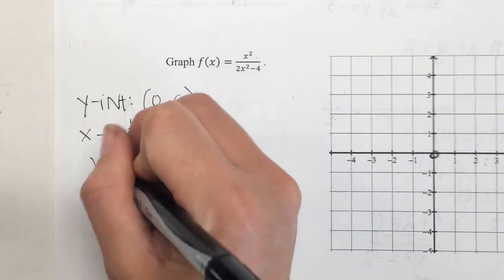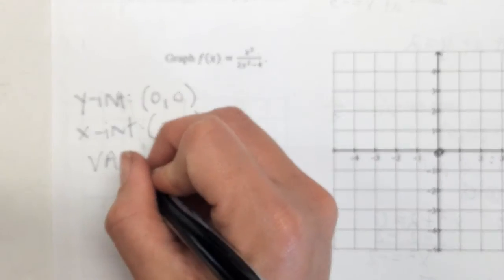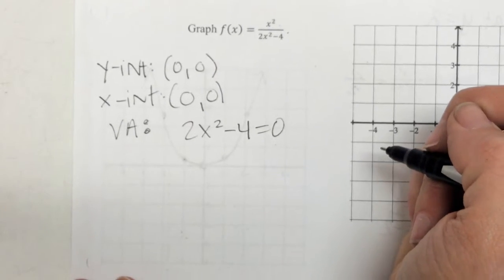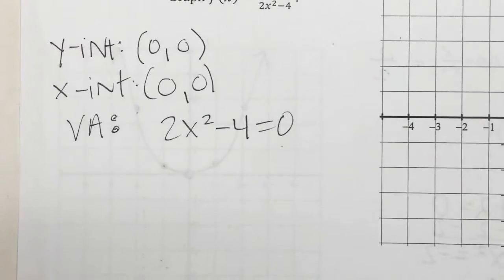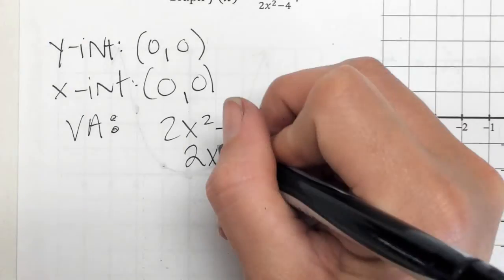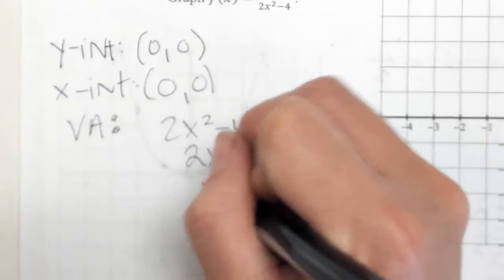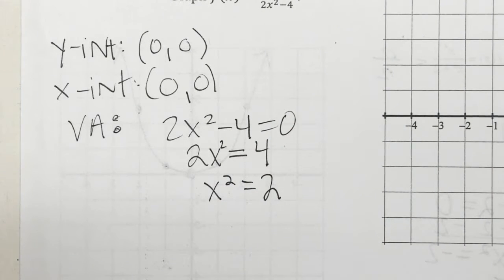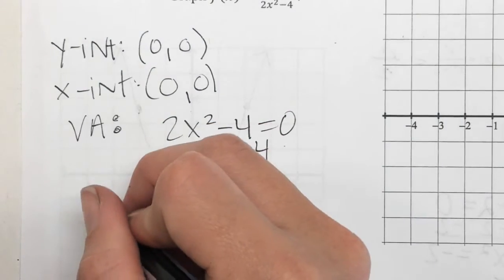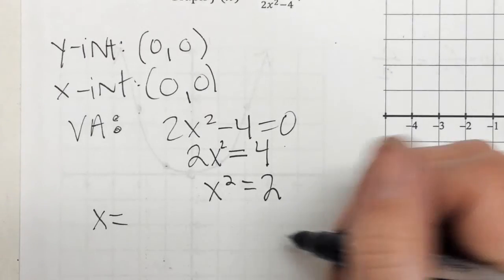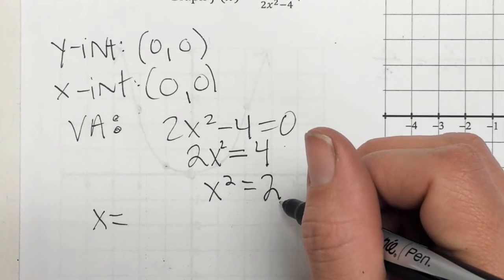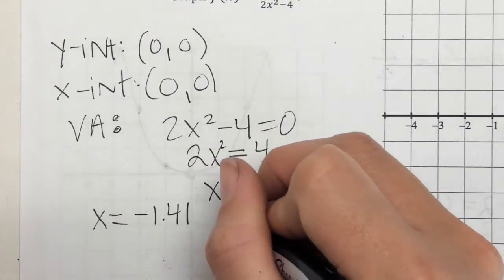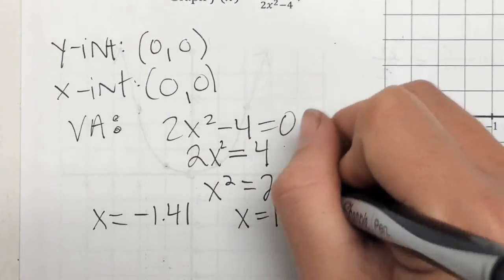What about vertical asymptote? We set what to 0? The bottom. Good. What do we do then, Solomon? 2x squared equals positive 4. Very good. And then we divide by? 2. And then we get x squared equals 2. And then we do what? X equals plus or minus square root of 2. Yes. And let's go ahead and find out what that is so we can draw our VAs. What is square root of 2? Just type it in. 1.41. So negative 1.41 and positive 1.41 are our VAs.